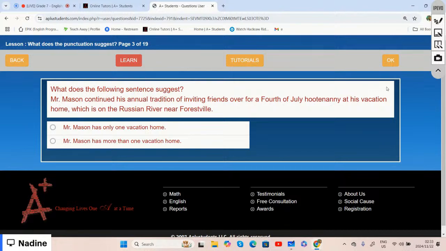All right. The next one says Mr. Mason continued his annual tradition of inviting friends over for a 4th of July hootenanny at his vacation home, which is on the Russian River near Forestville. So Mr. Mason continued his annual tradition of inviting friends over for 4th of July hootenanny at his vacation home, which is on the Russian River near Forestville.